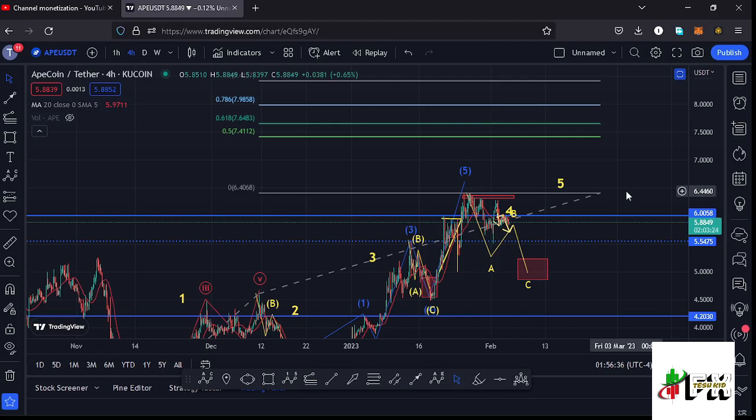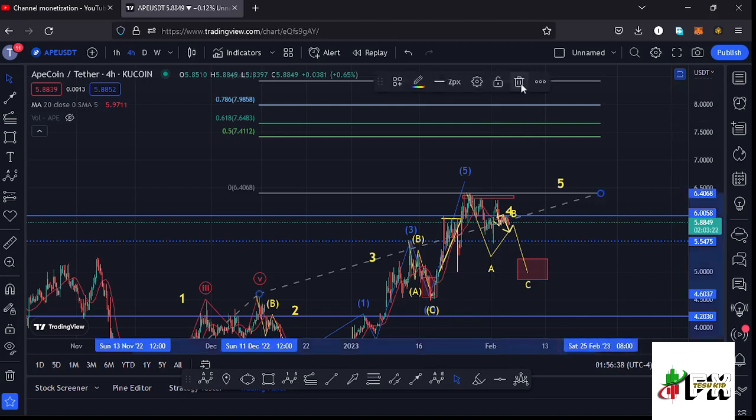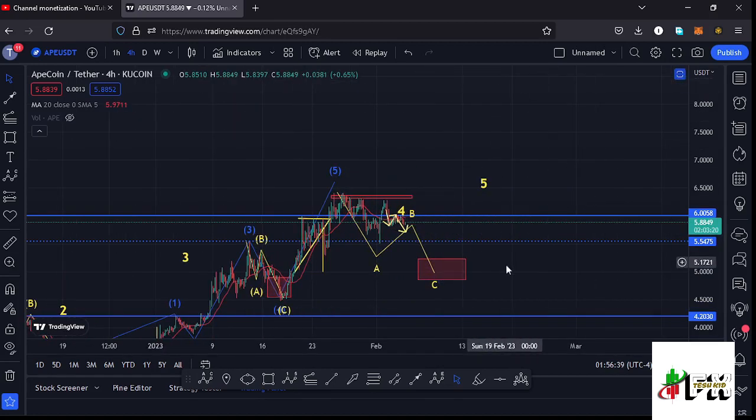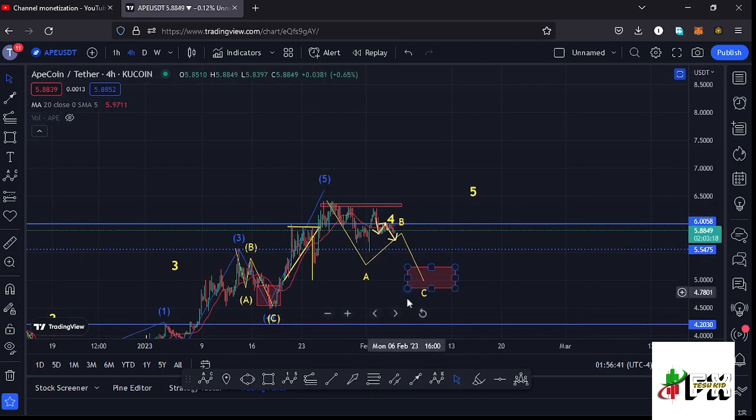So once we see a retracement over here in the formation of this wave 4, then I believe this will be another perfect entry into Apecoin before we ride that bounce to the upside back to around the $7.683 mark. So that is what I'm expecting on the short term and also on the long term scenarios.